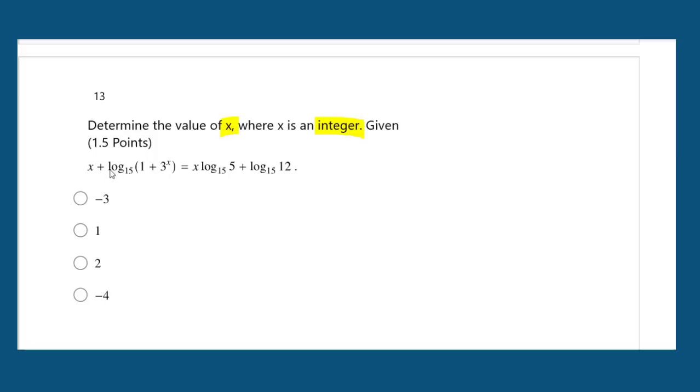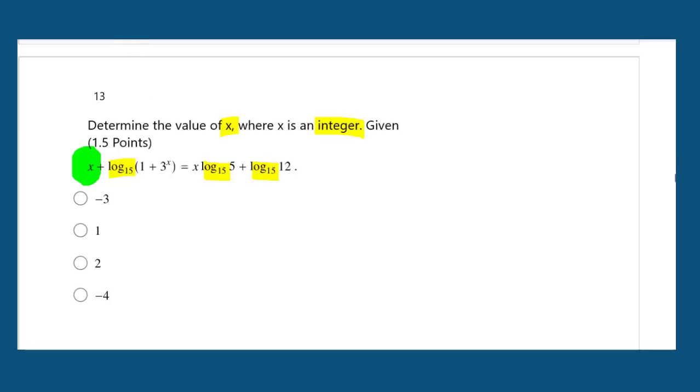Number 13. Determine the value of x, where x is an integer, given this one. Check, this is base 15, base 15, base 15. Now the problem is this one, the term x. So it's better for you to change to the same base.